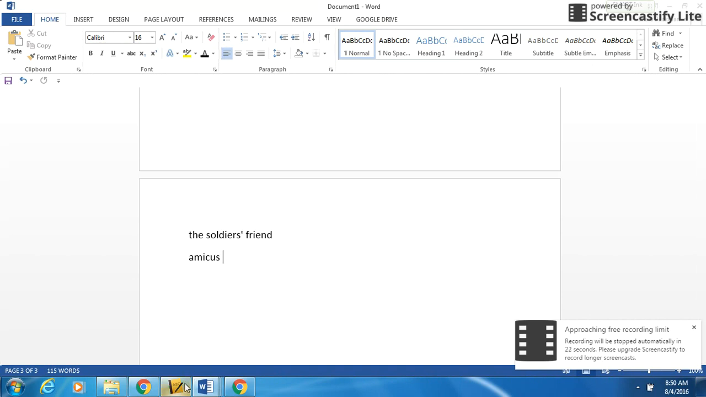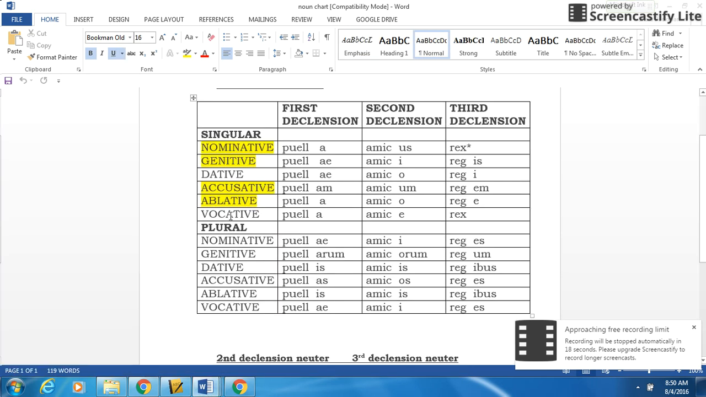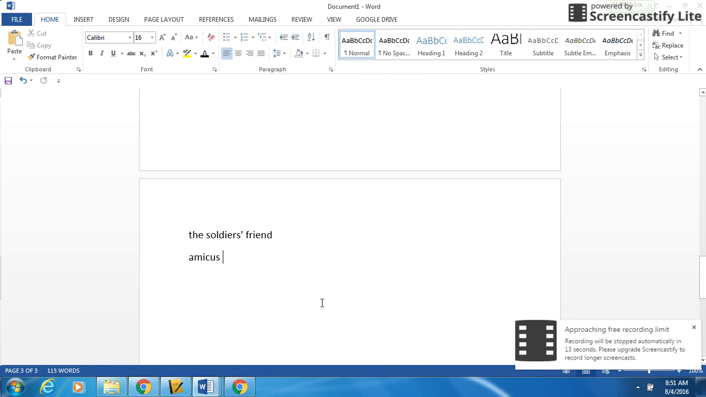You need to make it genitive plural. It's third declension. Go here. Whoops, not here. Here. Genitive plural, so it becomes militum. That's the genitive plural of soldier.